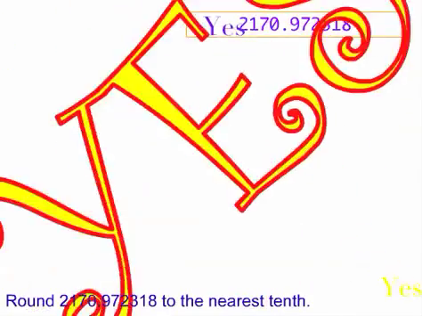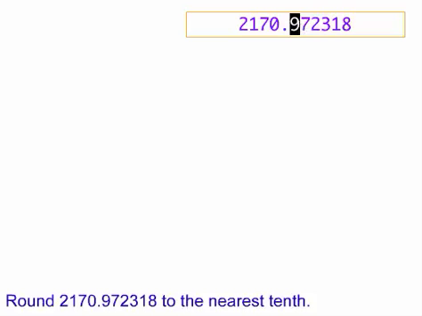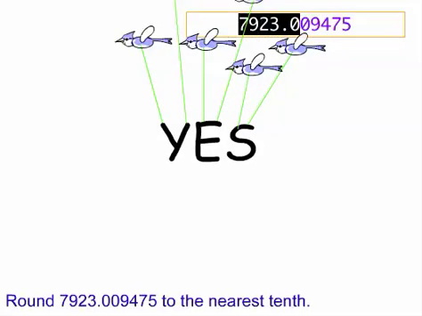Okay, round to the nearest tenth. This is the nearest tenth. The 7 tells the 9 to round up to a 10. So this becomes a 0. We carry the 1 over, and that becomes a 1. Okay, so it's easy as that.